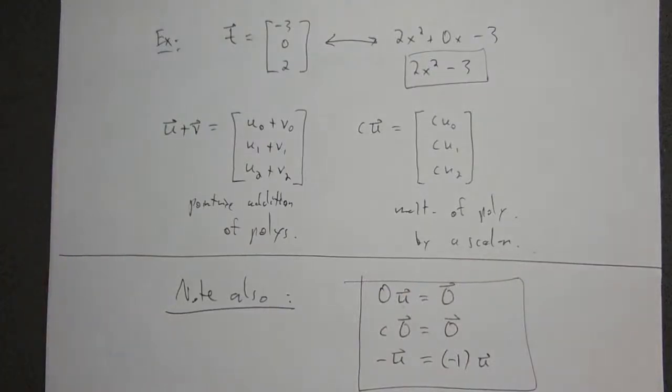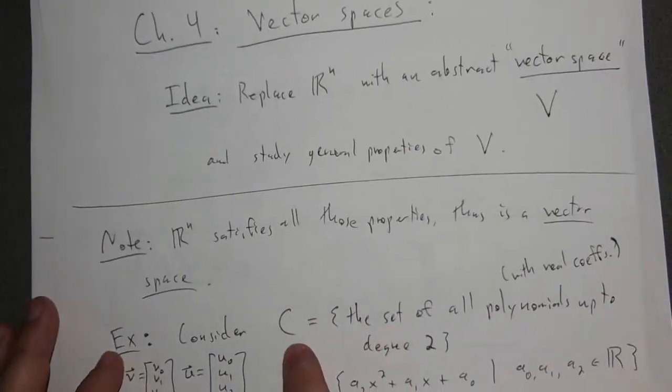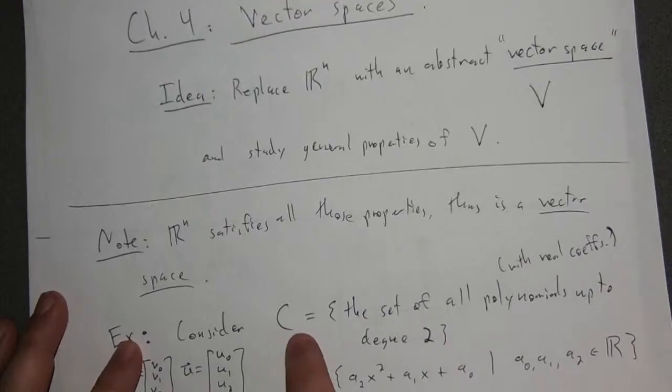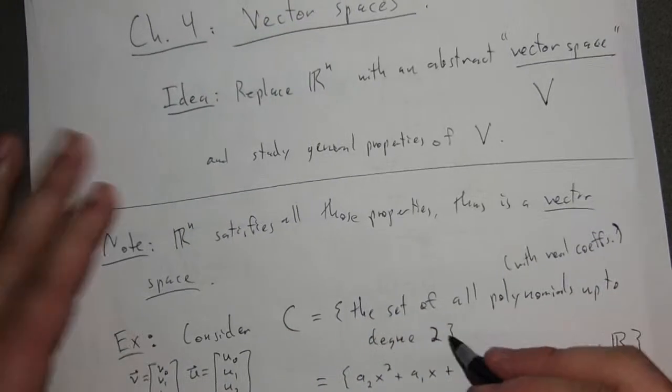And someone said R3. Is it the same as R3? Yes, it is. So how does an abstract vector space differ in general from any given R^n? Well, it turns out that an abstract vector space can be infinite dimensional. I went back here, where I limited myself and said let C be the set of all polynomials up to degree 2.